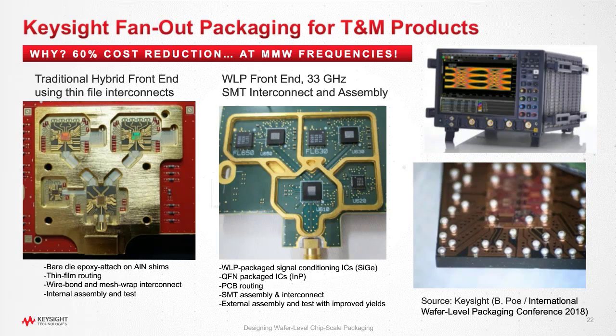On the left-hand side is the older style package that we've used at Keysight. This is a traditional hybrid front end. It uses thin film interconnects. We're using aluminum nitride substrates, thin film routing, and mesh wrap interconnects. By the way, we're also doing internal assembly and test on that. And when you look at that, as a microwave designer, it makes me pretty comfortable to see that, because I think I can control all the pieces.